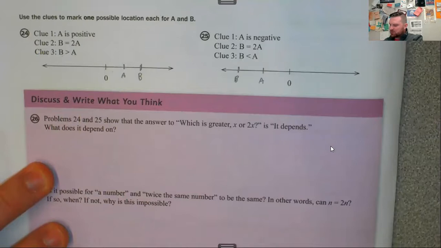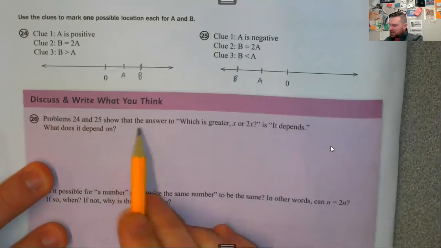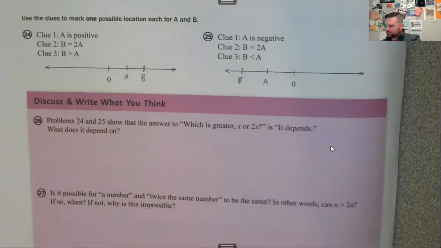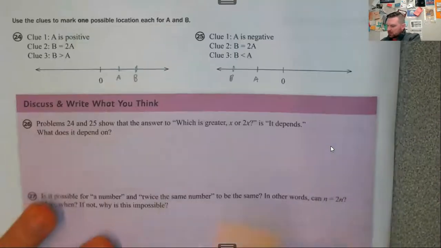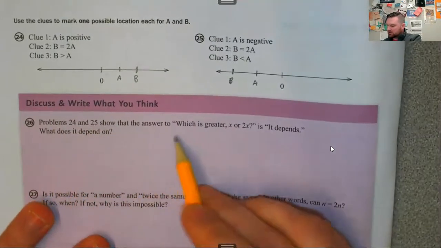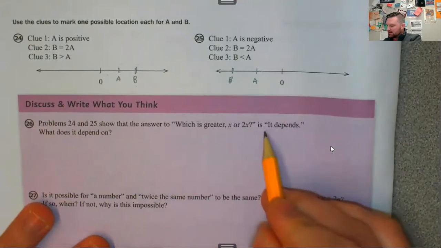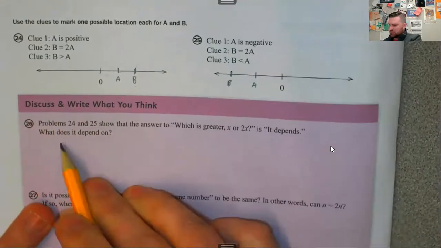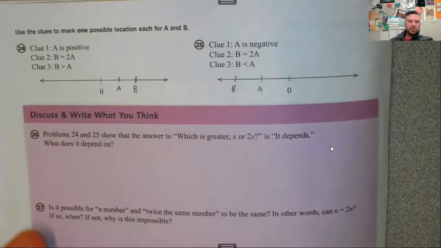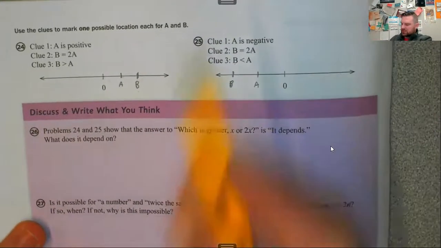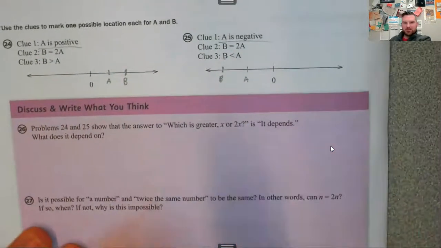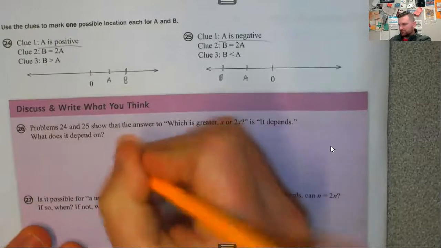Problems 24 and 25 show that the answer to which is greater, x or 2x, is it depends. And what does it depend on? Well, it's this first clue. Okay? It depends on if it's positive or negative.